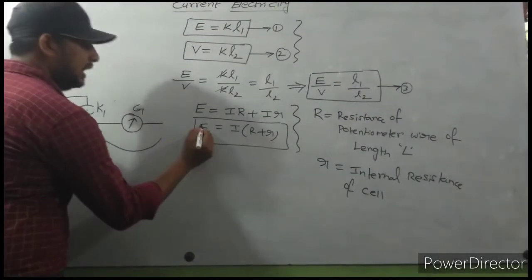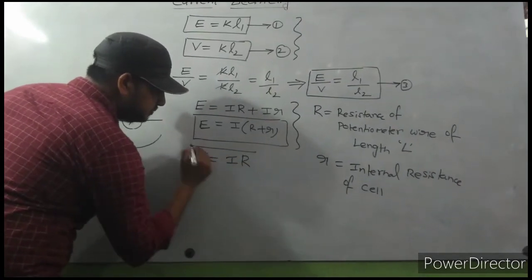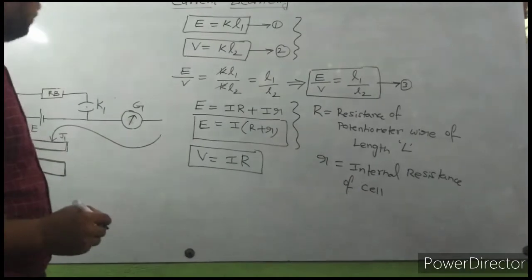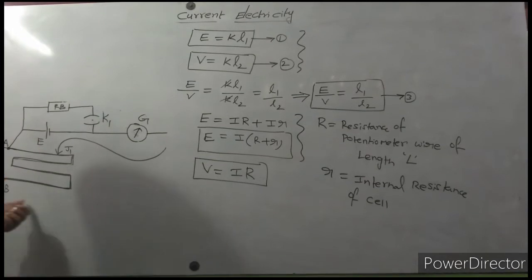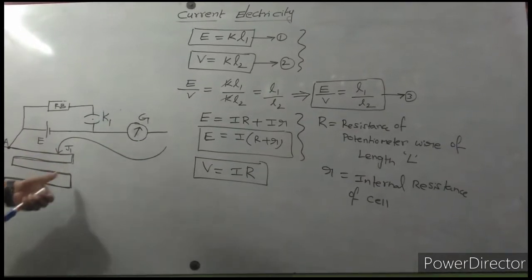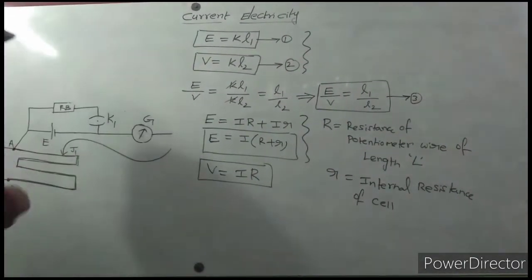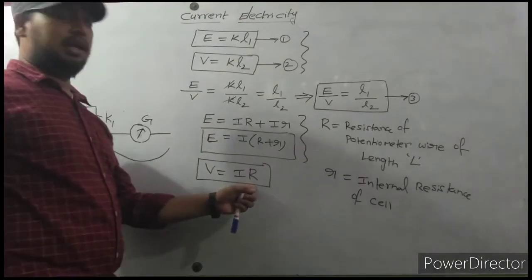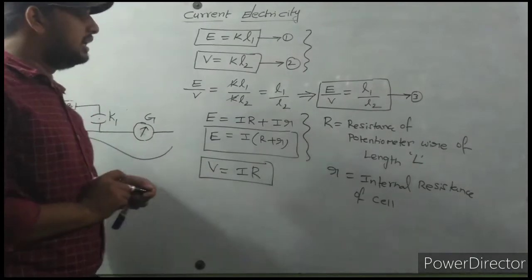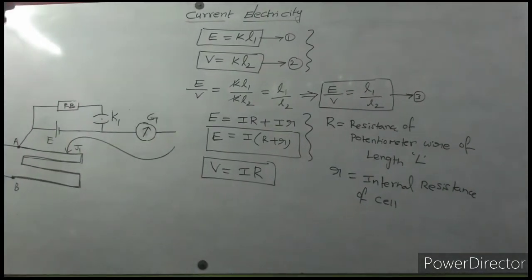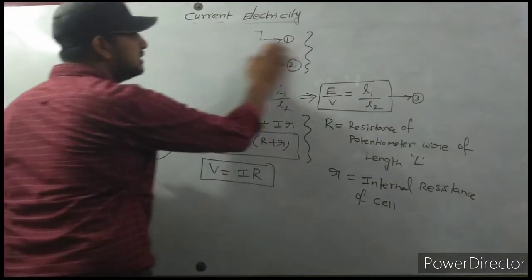So E is I into (R plus r). V means the potential difference across this potentiometer wire, so V is equal to I R. E is equal to I into (R plus r). These two values are substituted in equation 3, and we will get the relation between small r and capital R. I will drop this one and we will continue.